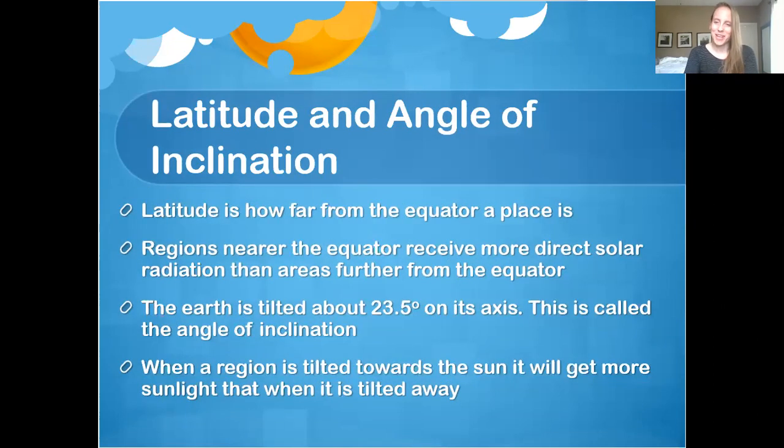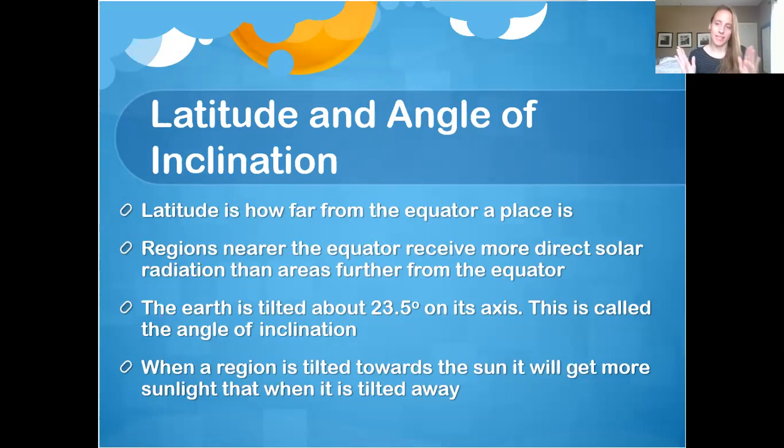So latitude, like I said, is just how far a place is from the equator. Closer to the equator, more solar radiation. The Earth is also tilted on its axis. So if we look at this globe here, the axis of the Earth goes through here and then comes out here on the bottom. So we're talking about this kind of an angle, which is actually a 23.5 degree angle. That's called the angle of inclination. So the tilt of the Earth on its axis is the angle of inclination.